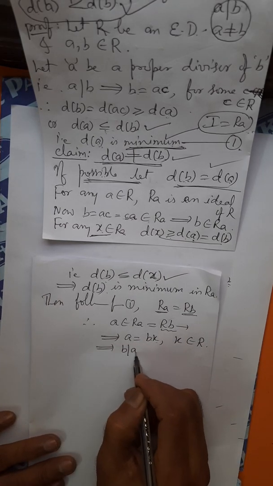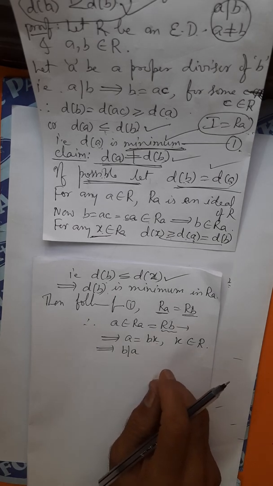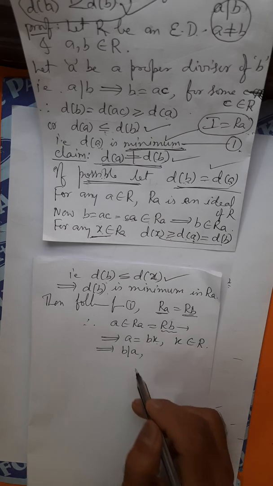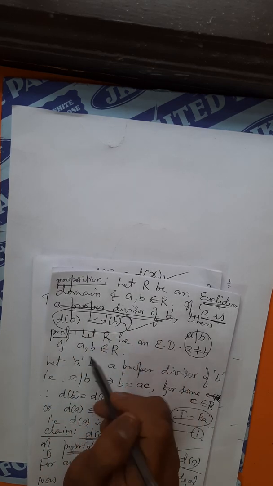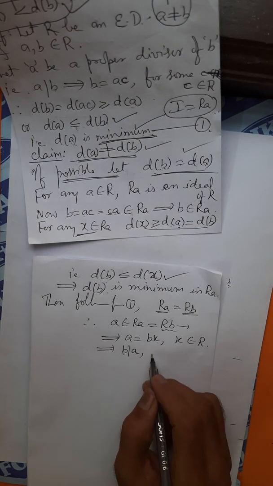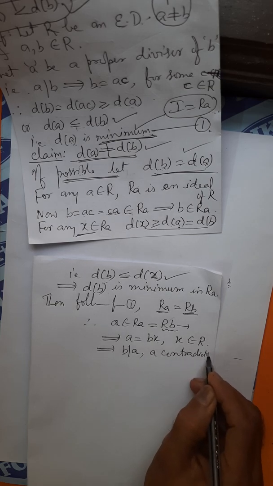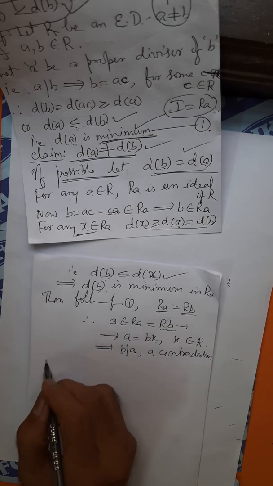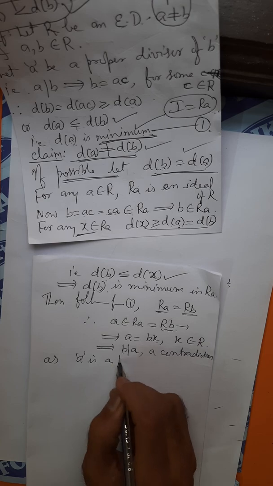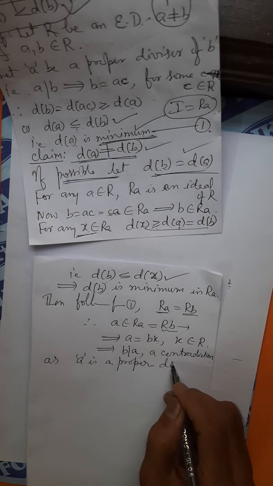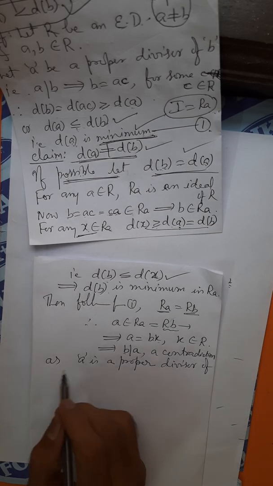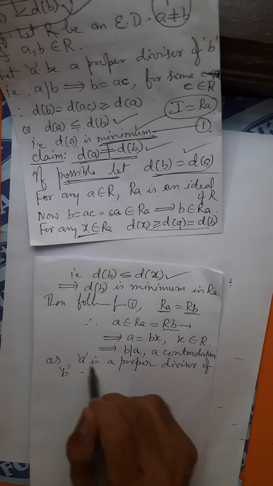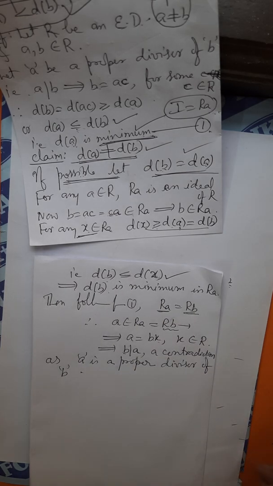If A equals Bk, then B divides A, right? Is it possible? B divides A is a contradiction. What have you assumed? A is a proper divisor of B, which means A cannot be equal to B. A is a proper divisor of B, which means A is smaller than B. Here what have you got? B is a divisor of A. It is a contradiction as A is a proper divisor of B. Therefore, B cannot divide A.